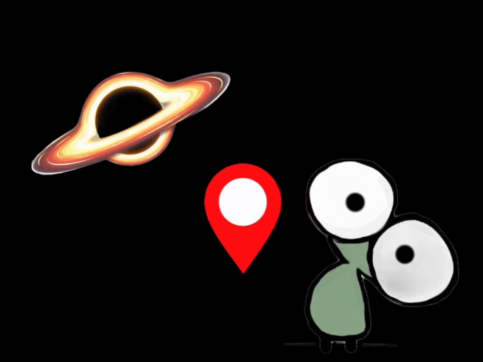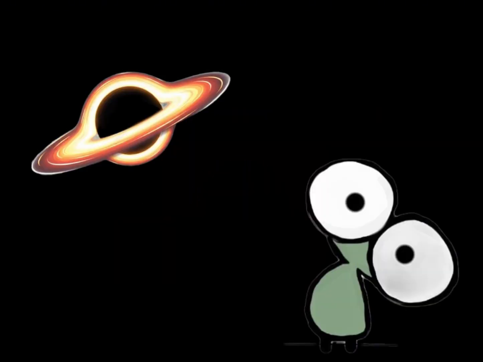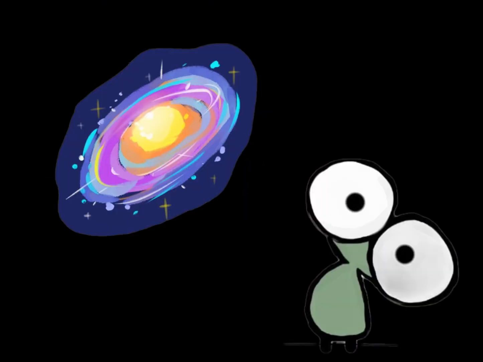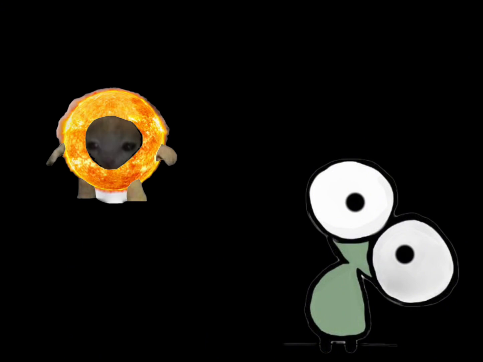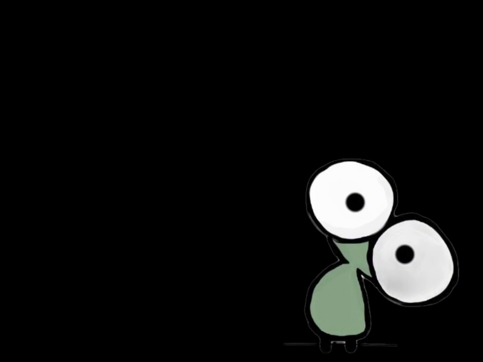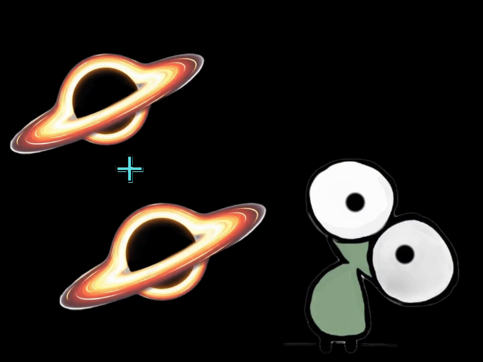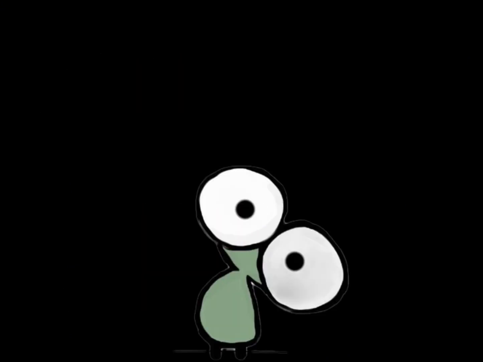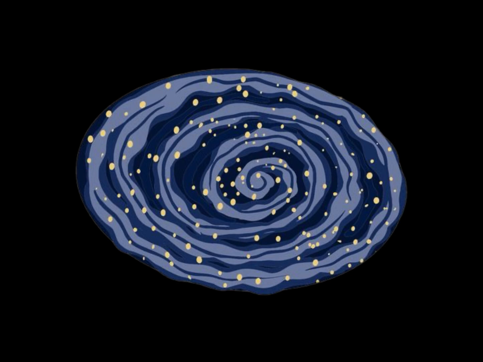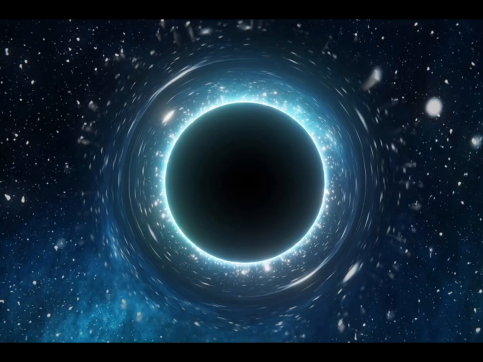Supermassive black hole. A supermassive black hole is found at the center of most large galaxies, including our own Milky Way. It can contain millions or even billions of times the mass of the Sun. Scientists believe it grows over time by merging with other black holes and feeding on surrounding matter, shaping the entire galaxy around it.